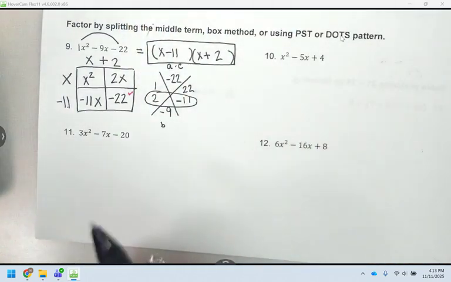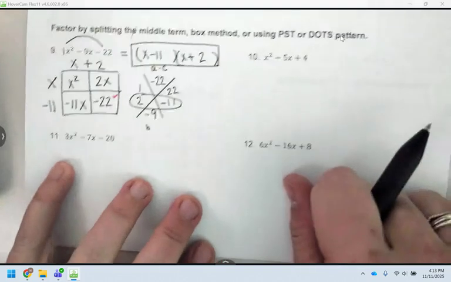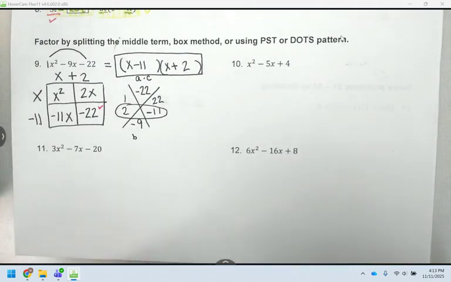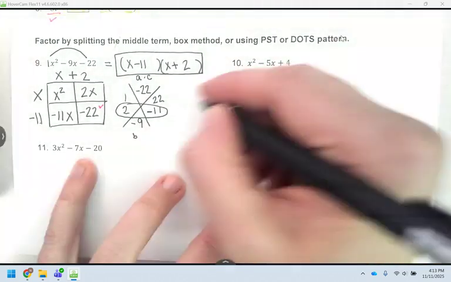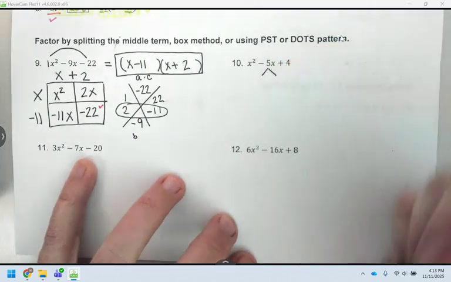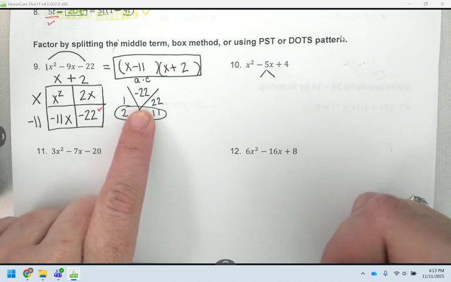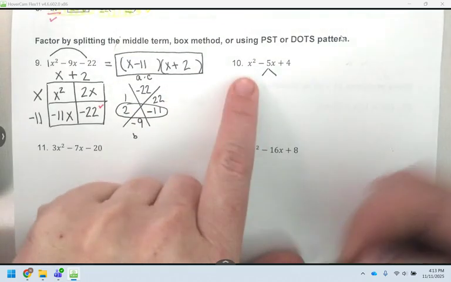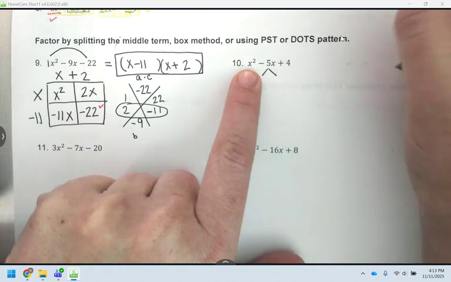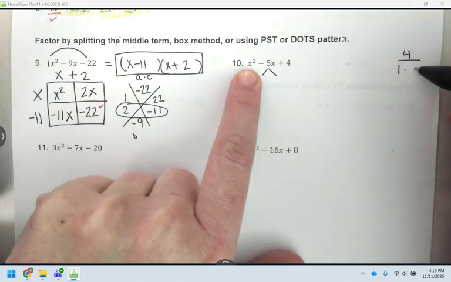All right, let's do number 10 by splitting the middle term. I know a lot of teachers do it this way as well. So if you were to split the middle term, it is very similar. We're going to try to find the factors again. So we're going to find the factors of 4. Maybe it looks like this. So 4 is 1 times 4 and 2 times 2.